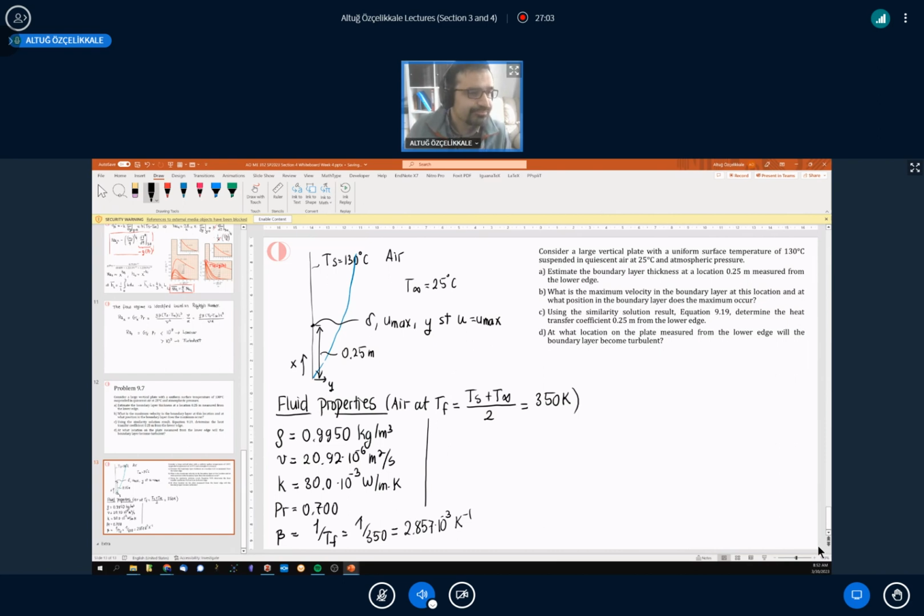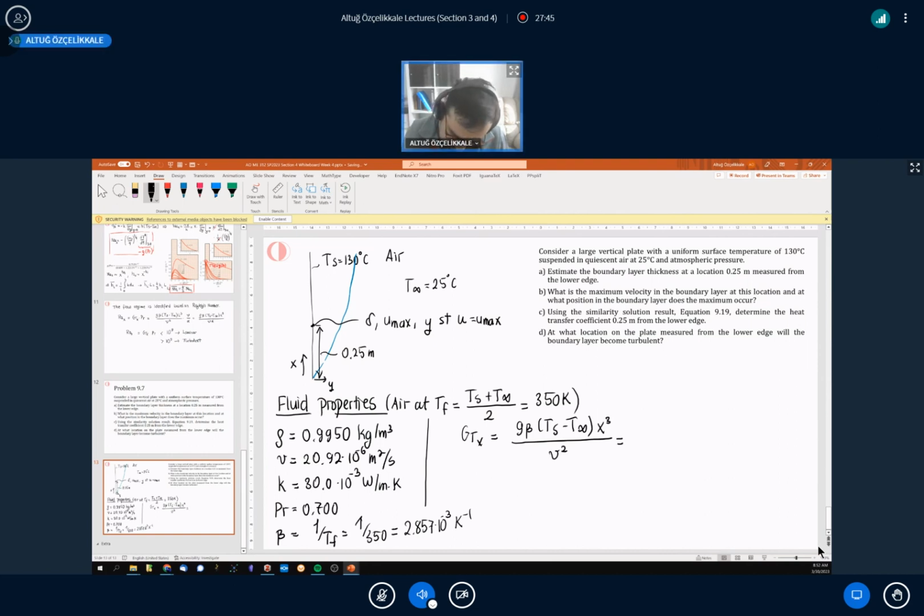Anyway, okay, so the next step is to calculate the Grashof number and Rayleigh number to identify what kind of flow characteristics we are looking at the point of interest, x is equal to 0.25. So let's calculate that. And notice that now Ts is greater than T infinity, so I'm using the absolute value sense, that's going to be positive. I'm always taking the positive value of the temperature difference.